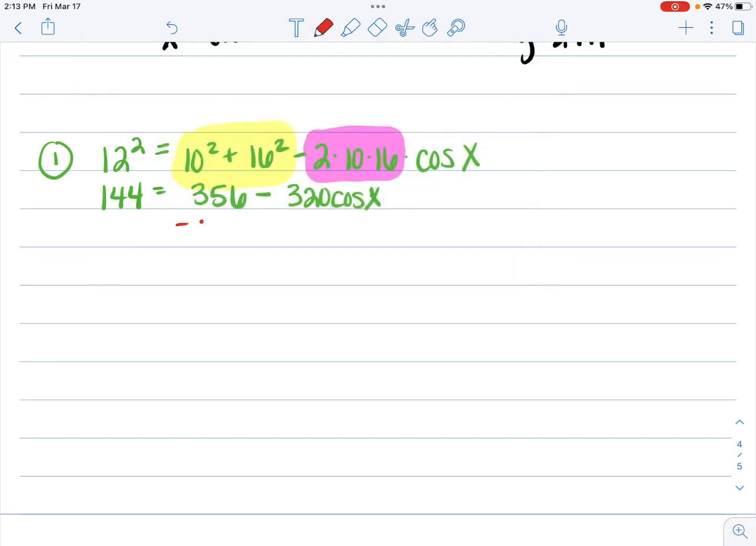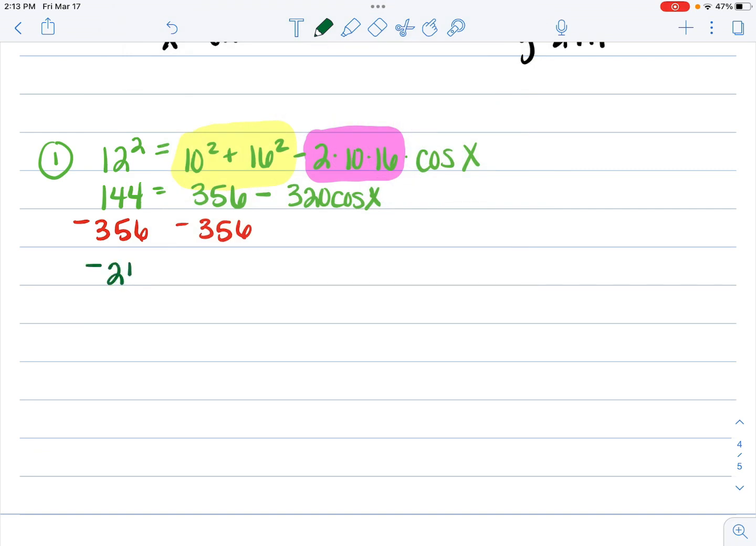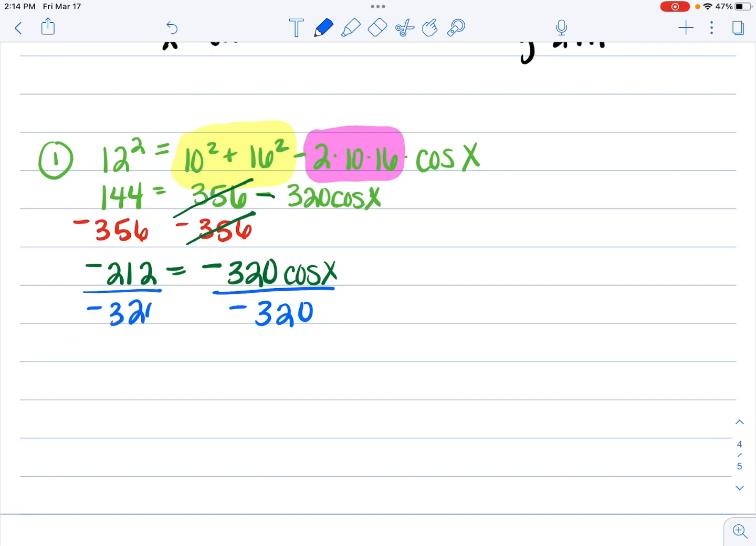So then I'm just going to solve. I'm going to subtract 356 from both sides. So I get 144 minus 356 is negative 212. So negative 212 equals, of course, these two added out, and I have a negative 320 cosine x left. Because it is a minus, that counts as it being negative. And then for my last step before I pick up my calculator to do the trig function, I would divide both sides by negative 320 because I'm trying to solve for the cosine of x.